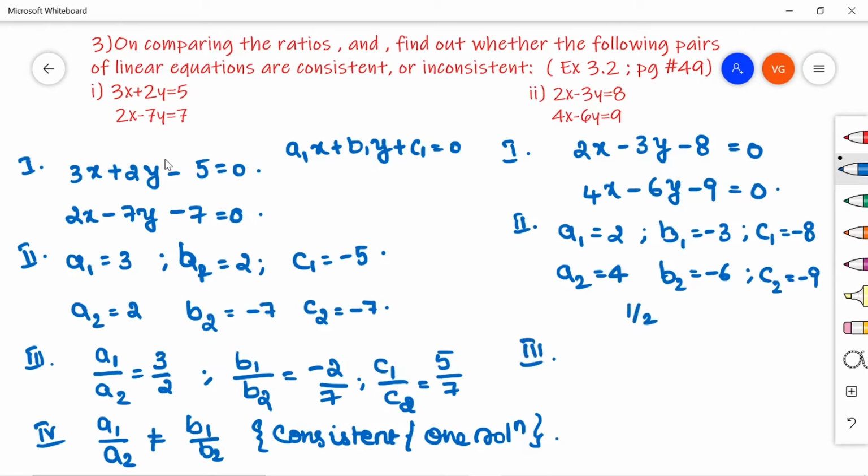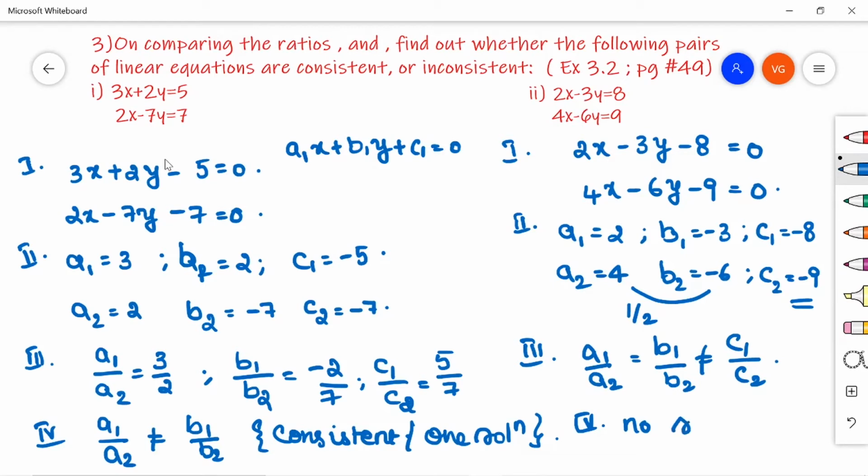So step 3, if you see here A1 by A2, these two are equal to 1 by 2, right? A1 by A2 is equal to B1 by B2, but this is not equal to C1 by C2, right? So how many solutions do we have now? No solution, because all the three are not equal. If A1 by A2 is equal to B1 by B2 but not equal to C1 by C2, then we don't have any solution. Such type of things we call as inconsistent, right?